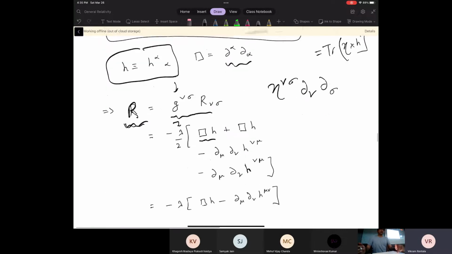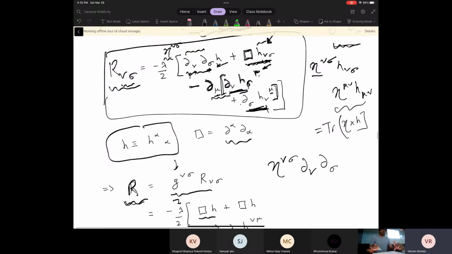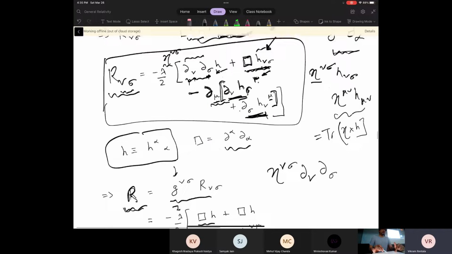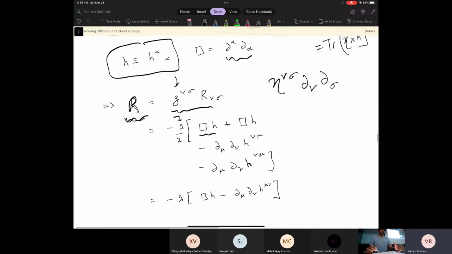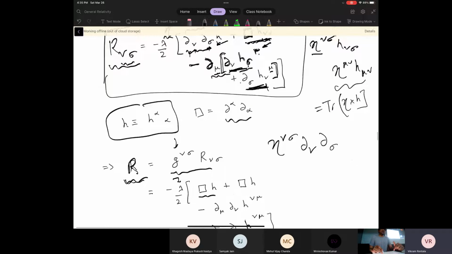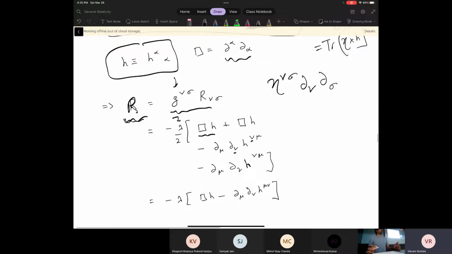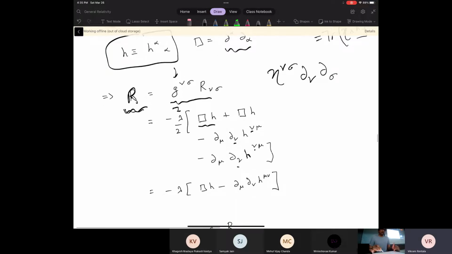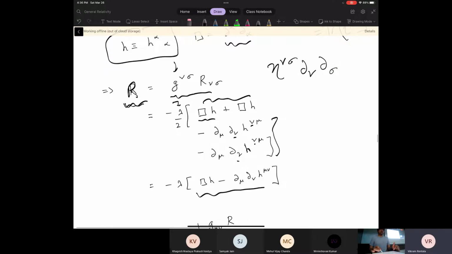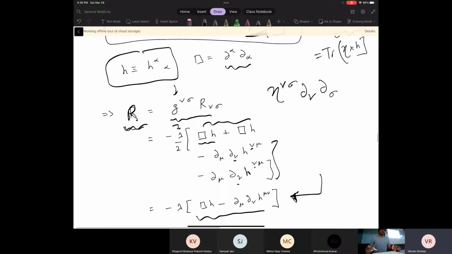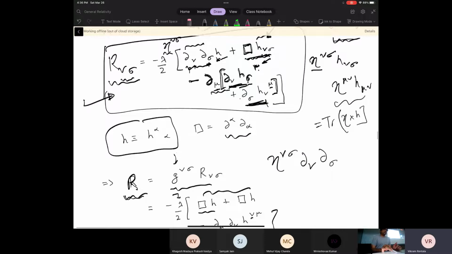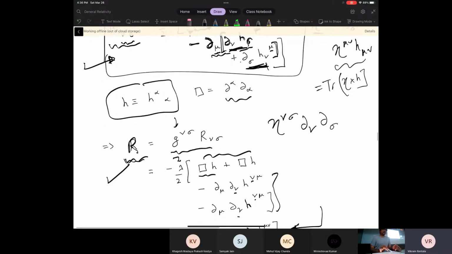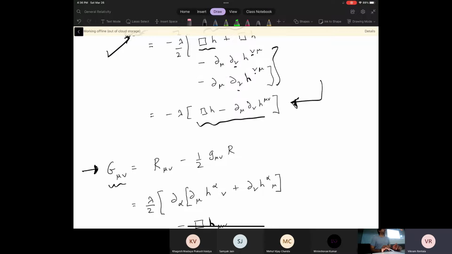And the last term is this one, which I'm multiplying by η^{νσ}. That basically just contracts the ν and the σ index. So I can write it with ν contracted, and similarly in this term, ν and ν contracted. So what I get is twice of this and twice of this. So I get overall minus λ times (box h minus ∂_ν ∂_μ h^{νμ}). This is the Ricci scalar. So now we have to put together the Ricci tensor and the Ricci scalar to construct the Einstein tensor.